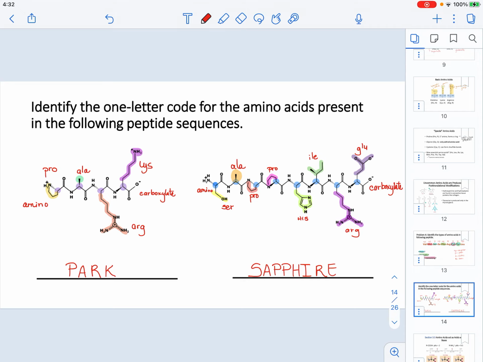So the second peptide, as you can see, these are going to be the one-letter codes for their amino acids. Make sure that you utilize the resources in the textbook, so the problems at the end of the chapter, or if you find other peptides, be able to do this problem. There is a question about this in the chapter quiz for this section of the book.